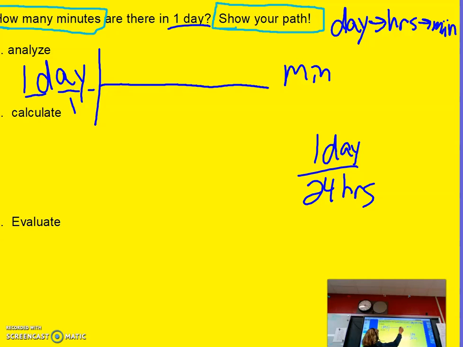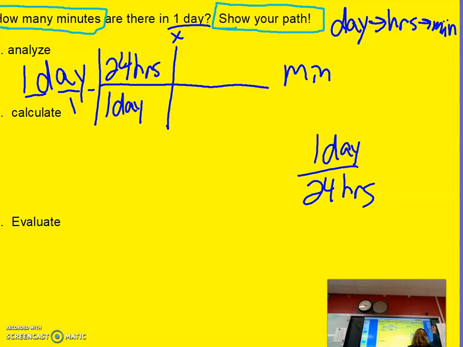I want days to go away, and I want to keep hours at this point. So one day is going to go on the bottom, 24 hours is going to go on top. This represents, right, and then multiply. And now, remember with dimensional analysis, days cancels out. So I'm really sitting at hours here. I really am at hours, and I really need to get to minutes.